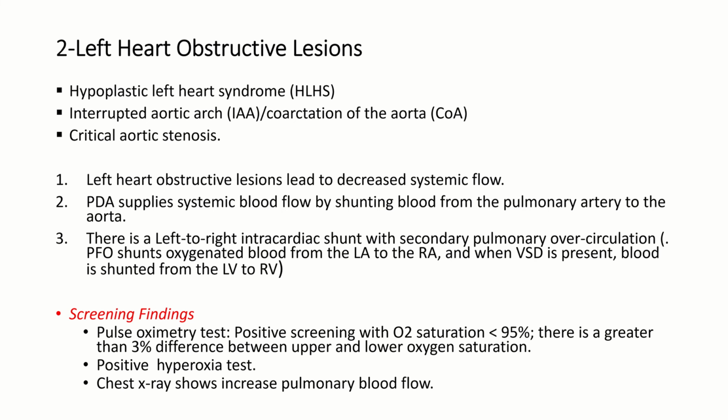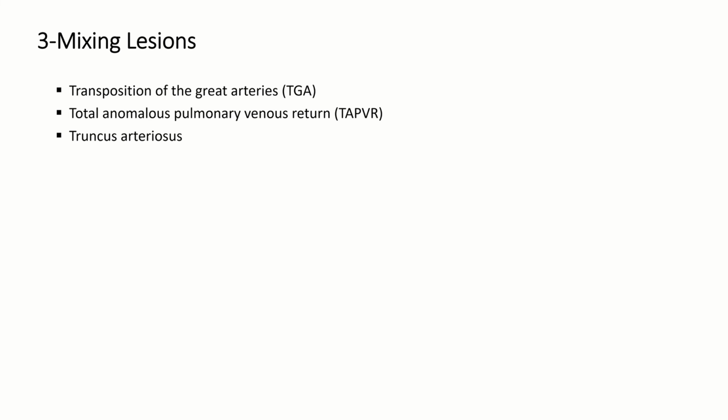So back to our screening test, we will find the pulse oximeter test positive with oxygen saturation between 90 and 95. There is a greater than 3% difference between the upper and lower limb. And we will find the hyperoxia test is positive, and chest X-ray will show increased pulmonary blood flow or plethoric lung. The third group will be the mixing lesion.